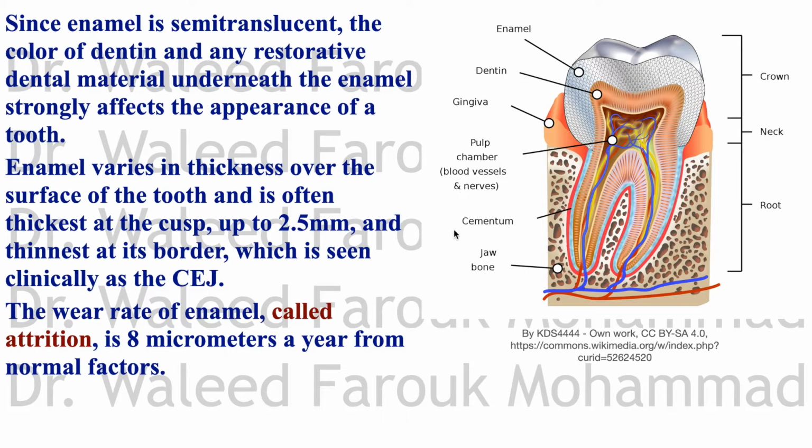It varies in thickness. It's about 2.5 millimeters at the cusp, and thinnest at the border here at the cemento-enamel junction. The wear and tear rate of the enamel is called attrition, and it's about 8 micrometers a year for normal factors affecting the tooth.